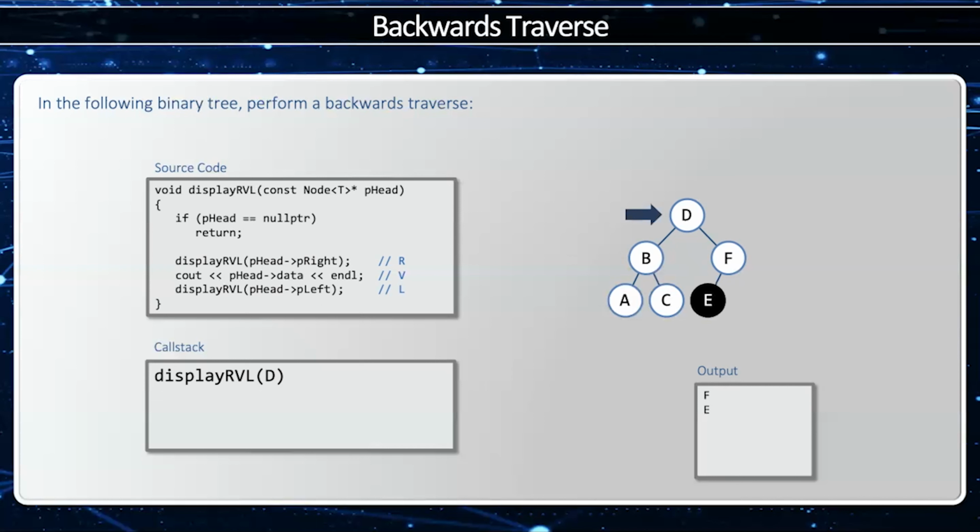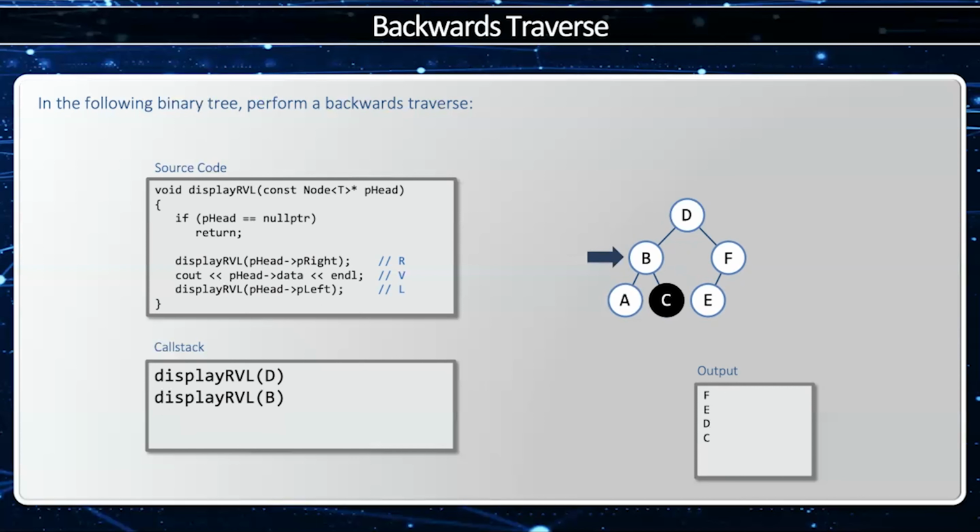Now D has already gone right because it did F and E. I'll visit myself, and then it's going to go left, which is going to call B. Now B initially is going to go right, and then gets to C. C is going to go right. There's nothing there. Then I'll visit myself, and then I will try to go left, but there's nothing there. So now C is finished, and I return back to B.